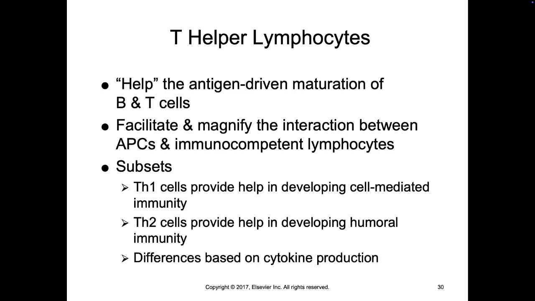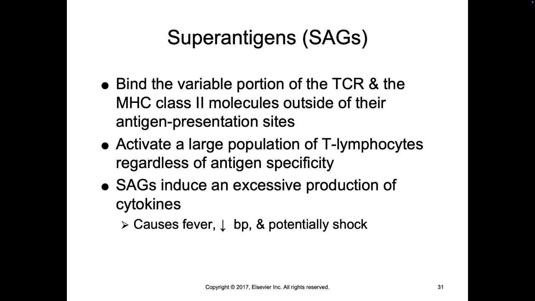Helper T lymphocytes are going to stimulate both humoral and cell-mediated immunity. They facilitate and magnify the interaction between antigen-presenting cells and immunocompetent lymphocytes. Th1 cells provide help in developing cell-mediated immunity, and Th2 in developing humoral immunity. Humoral meaning antibody-mediated, cell-mediated meaning cytotoxic T cells. Okay, the differences are related to cytokine production. Note that the Th2 cells physically interact with the B cells, while the Th1s do it through diffusible cytokines.